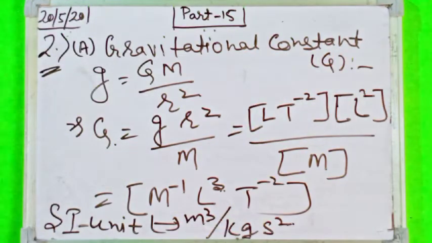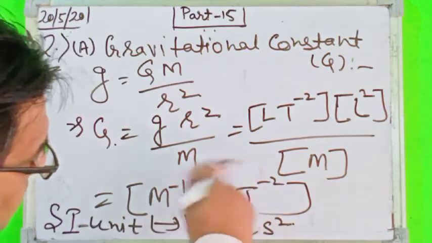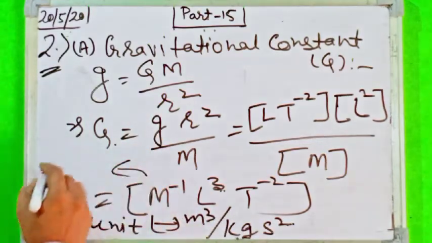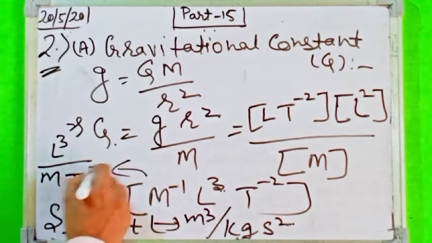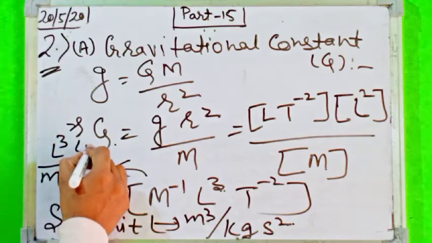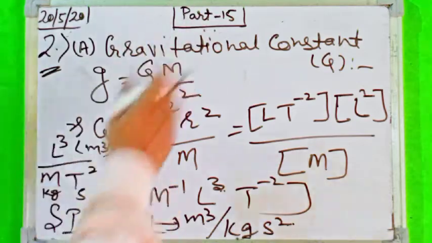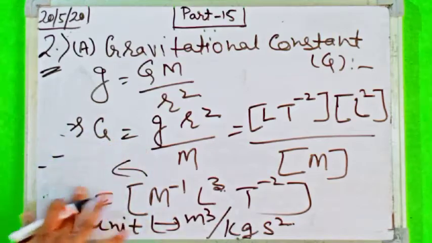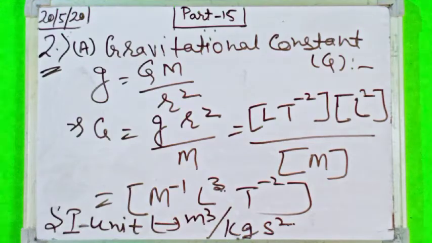Meter cube per kg second square. Very good. Meter cube, both are minus 1, so minus 1. For understanding you can write it like that: L cube M minus 1 T minus 2. Meter cube, this is kg, and this is second square. So from that we can find this formula: meter cube per kg second square.